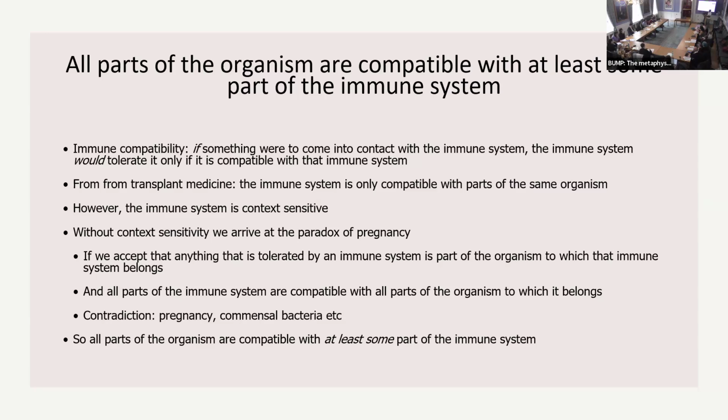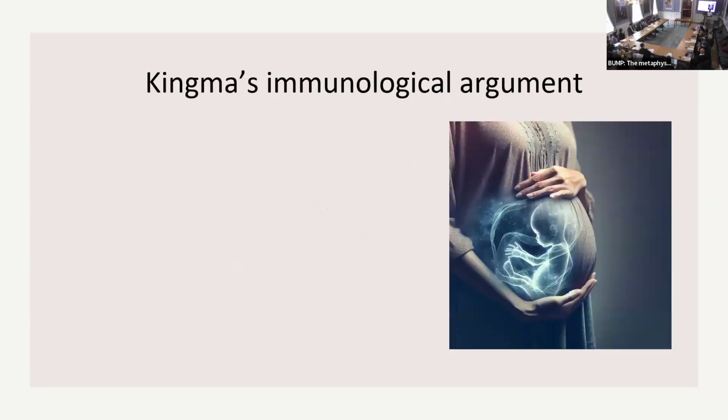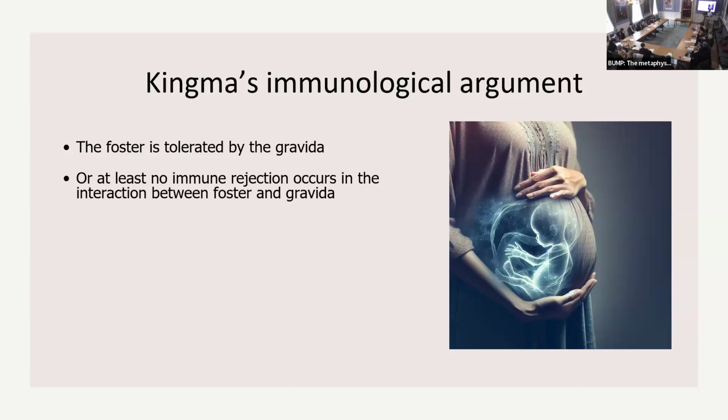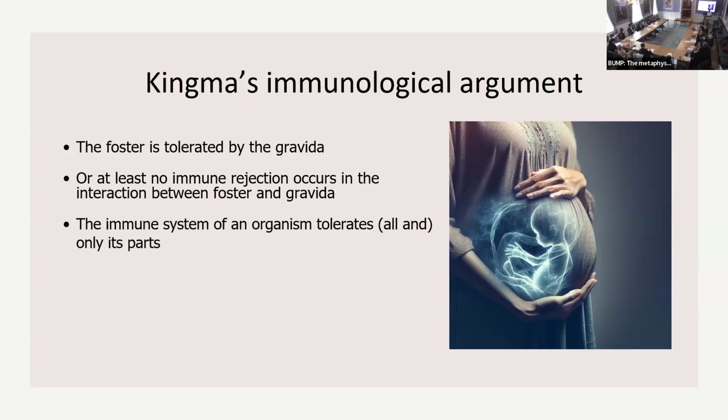So that's the two basic principles that are going to give us our mereological conclusions. And so Kingma's argument is reasonably simple. The foster is tolerated by the gravida under normal conditions. It is recognized by the immune system of the gravida. The gravida's immune system does not reject the foster. Anything which is accepted by the immune system is part of the organism. The foster is accepted by the immune system of the gravida. The foster is part of the gravida.